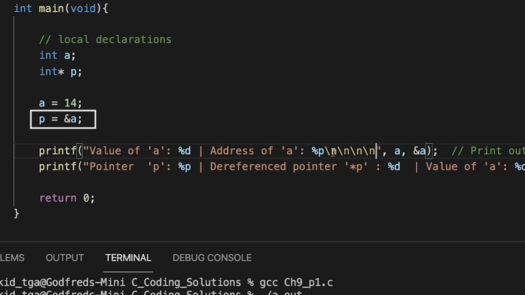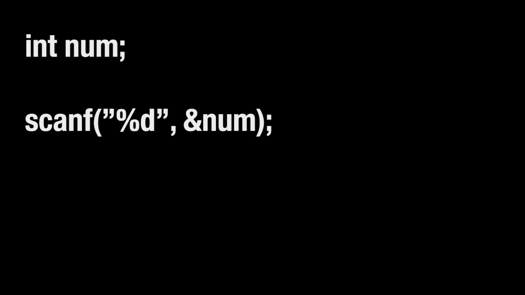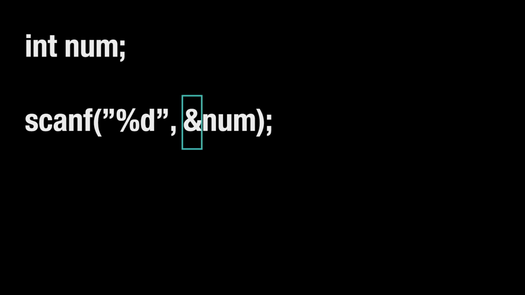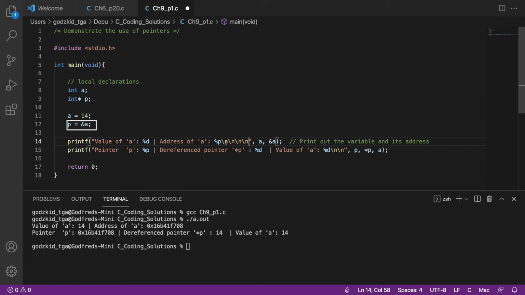Before I explain what this means, let's take a simple look at the scanf function. When you use the scanf function, you are collecting a value from the keyboard and storing it into a variable. And I don't know if you have noticed, but you have to include the ampersand symbol or you get a syntax error. That ampersand symbol next to the variable gives us the address of the variable, and that same symbol appears on this line of code.